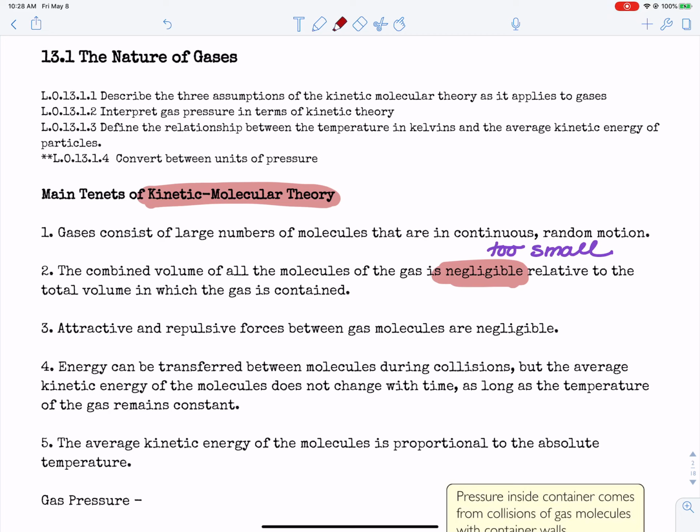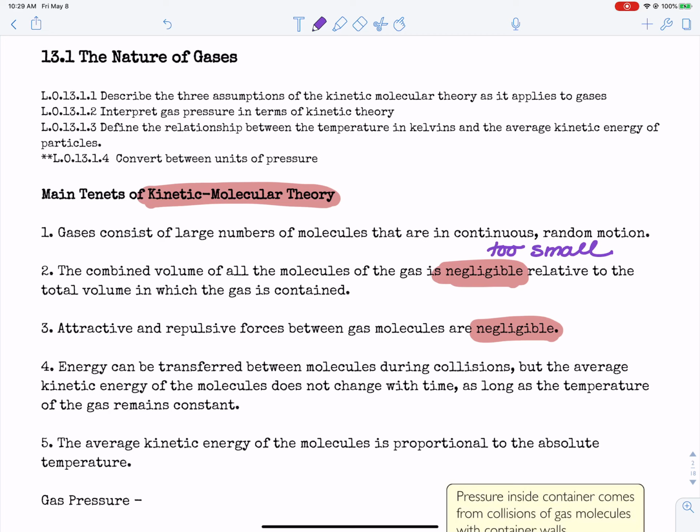Another one is that the attraction and repulsive forces between gas molecules is negligible. We know that all molecules are attracted to each other. Those are called intermolecular forces. Sometimes intermolecular forces are big, sometimes they're small. Well, that's what we're looking at here.